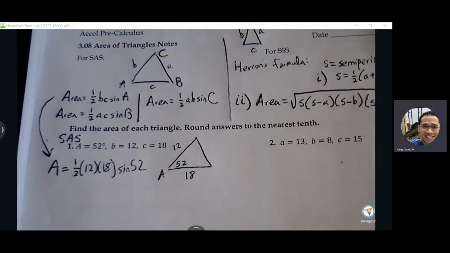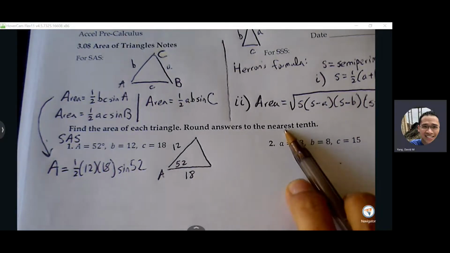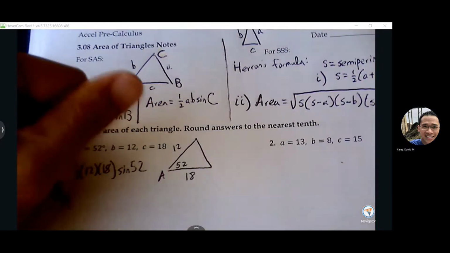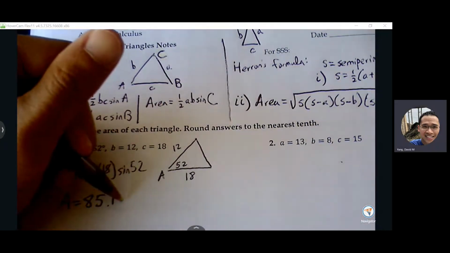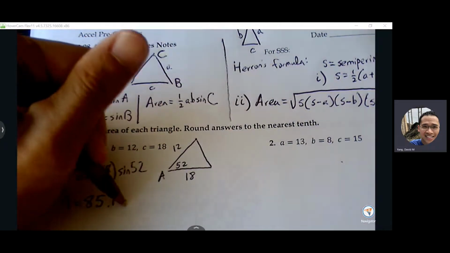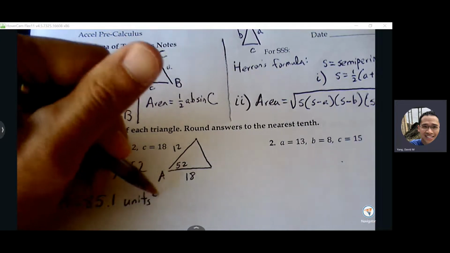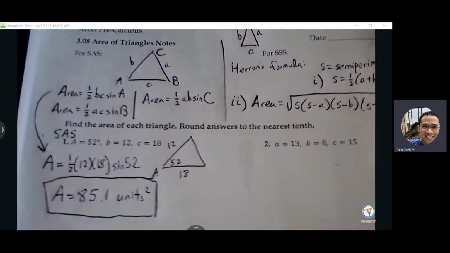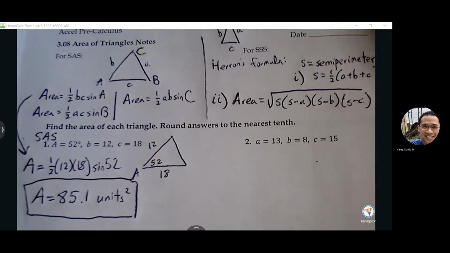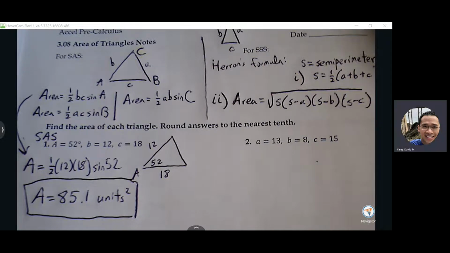It says round to the nearest tenth. And then we're talking about area here, so it doesn't give you units of measure, so you can just say units squared, as a reminder that with area, it's a 2-dimensional answer. Okay, any questions with side angle side?